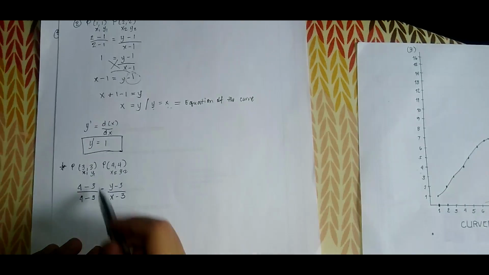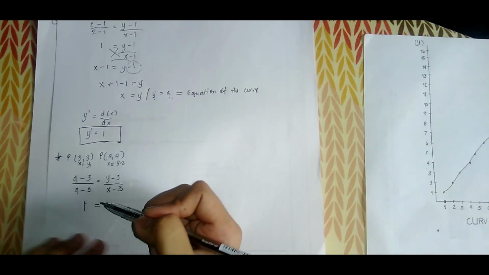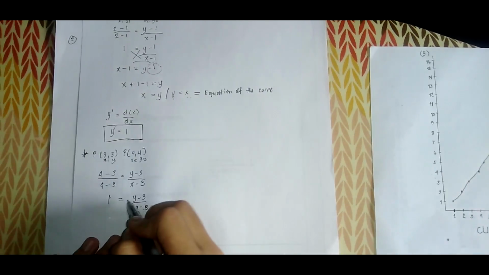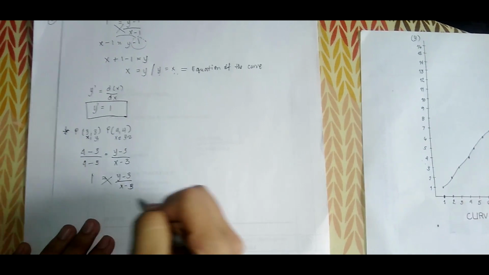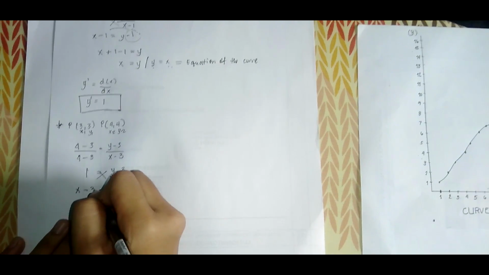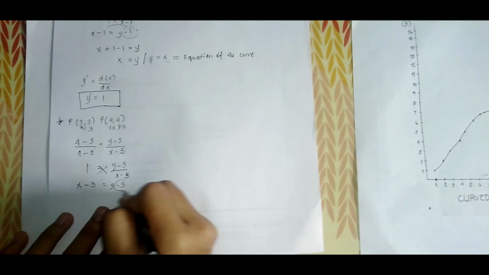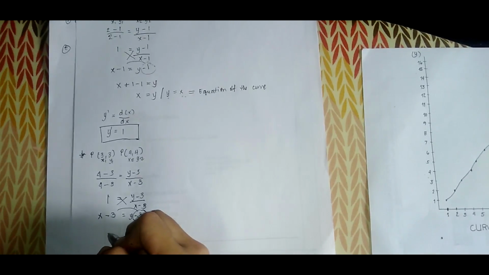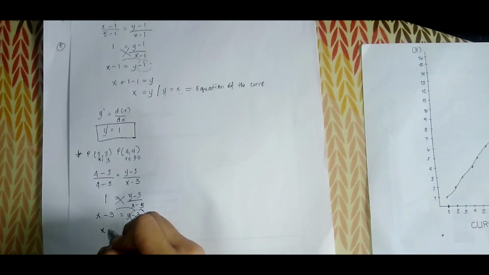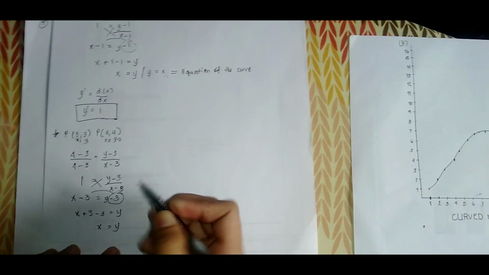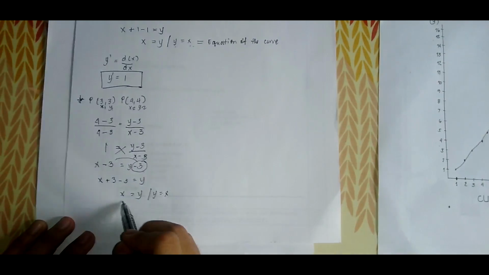Then equate, yung 1 is equal to y minus 3 over x minus 3. Then cross multiply, x minus 3 is equal to y minus 3. Then transpose the negative 3 to the other side. Then x plus 3 minus 3 is equal to y. Sagot is x is equal to y or y is equal to x. Ito, nakuha na natin yung equation of the curve.